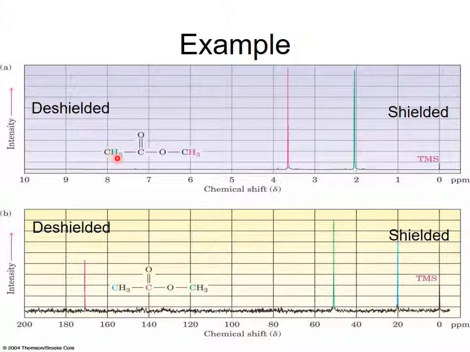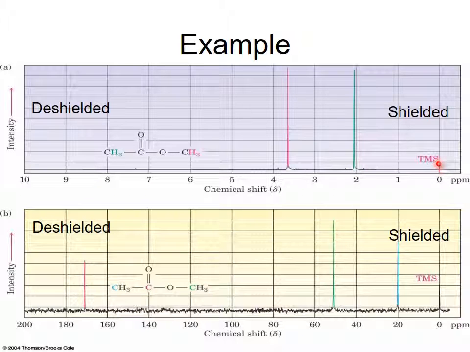Here we have a proton on a methyl group that's attached to a carbonyl. So in this circumstance, the electrons are not being pulled off it as much as for this one. As a result, we say it's shielded, or we might say it's upfield.